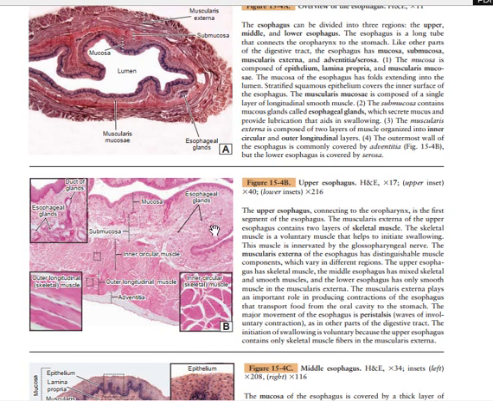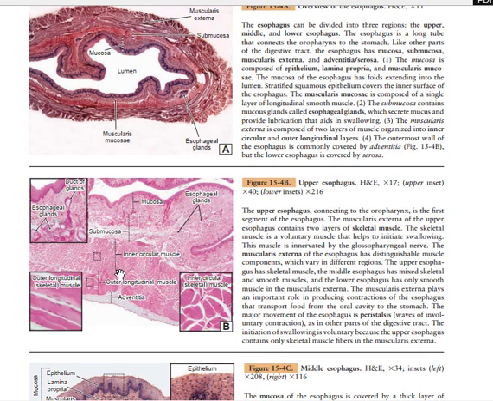You can see the esophagus is made up of esophageal glands and also has the submucosa. So esophageal glands are located in the mucosa of the upper esophagus. Now these are the ducts here of the esophageal glands, and this is the increased magnification of the esophageal gland.